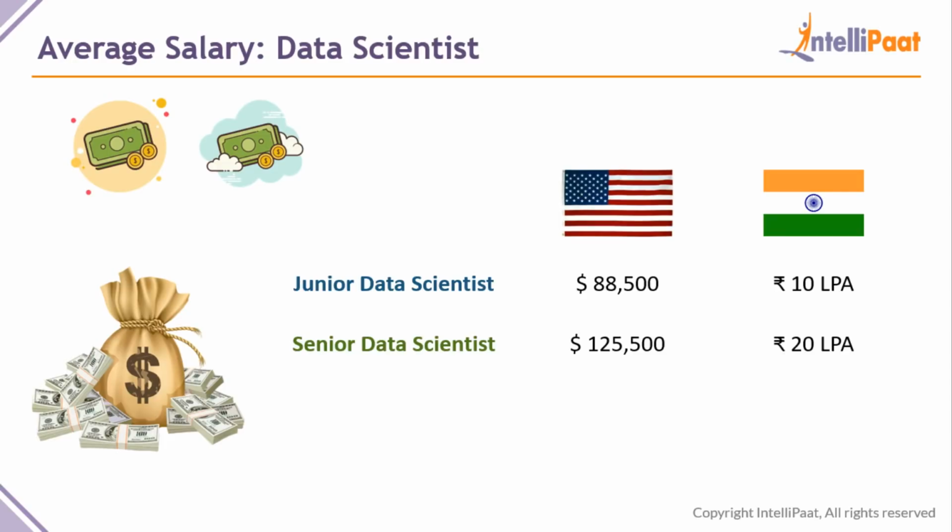Well, as you can see the numbers on the screen, a junior data scientist in the United States of America gets paid somewhere around 88,000 American dollars, and in India there's an average pay of 10 lakhs per annum. And then a senior data scientist gets well over $125,000 American again, and in India gets over 20 lakhs per annum. And this number is just an average of a couple of lower thresholds and upper thresholds crunched into one number and just taken the average of, guys.